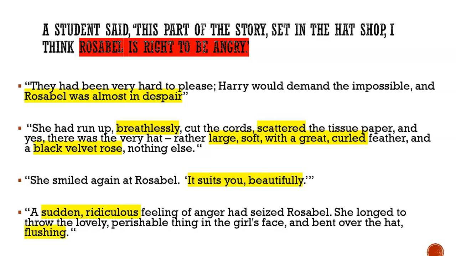And that's why Rosabel has a sudden, ridiculous feeling of anger. Because it's humiliation. It's shame. Rosabel knows she can never own something like this. And that's what I mean by inference. And that's what I mean by being more abstract.